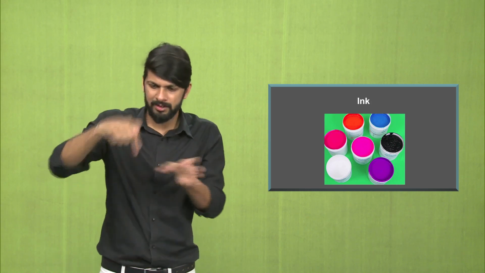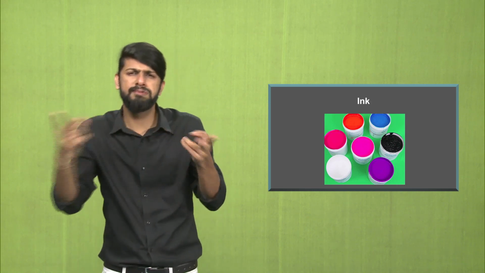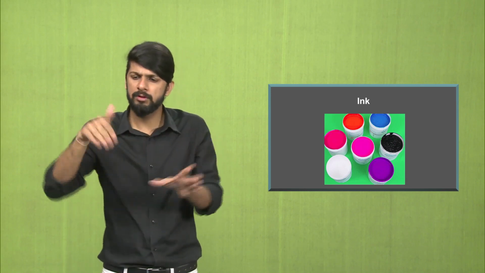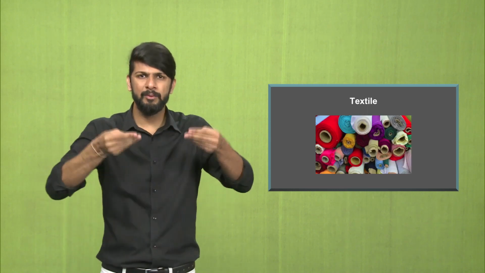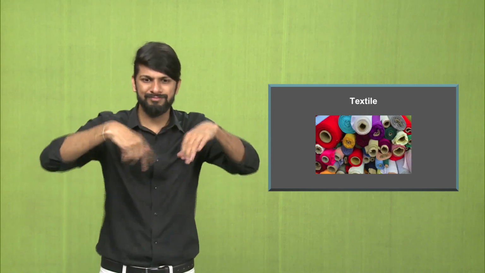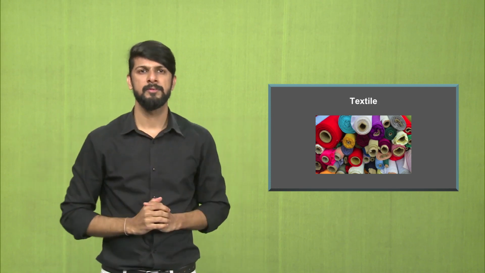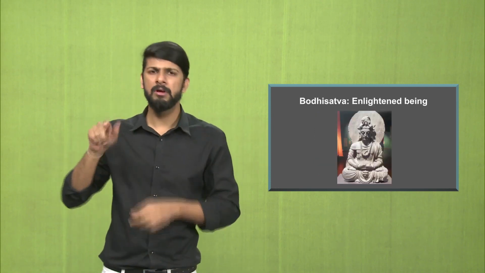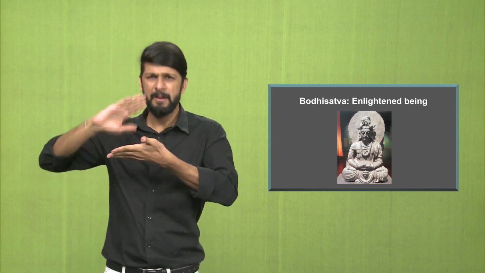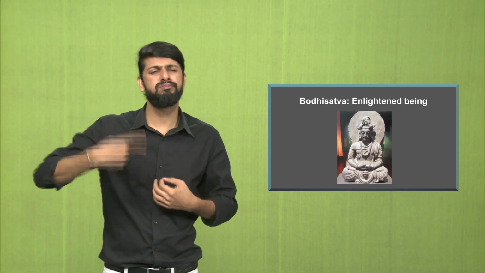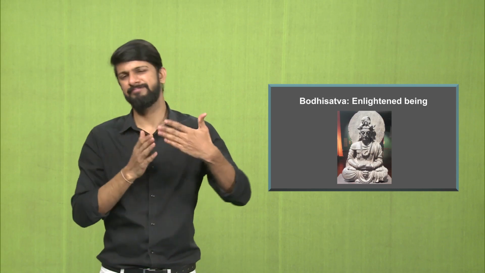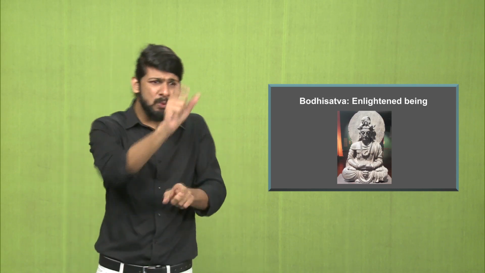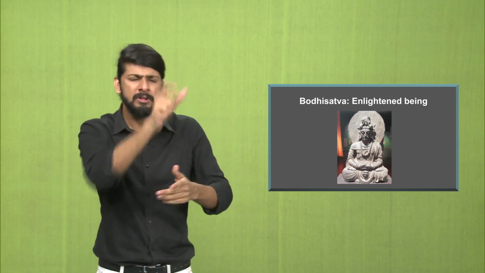Ink, there are various different kinds of inks. Textile. Bodhisattva are enlightened beings who are spiritually realized and still in connection with the society to ensure the emancipation of their suffering.